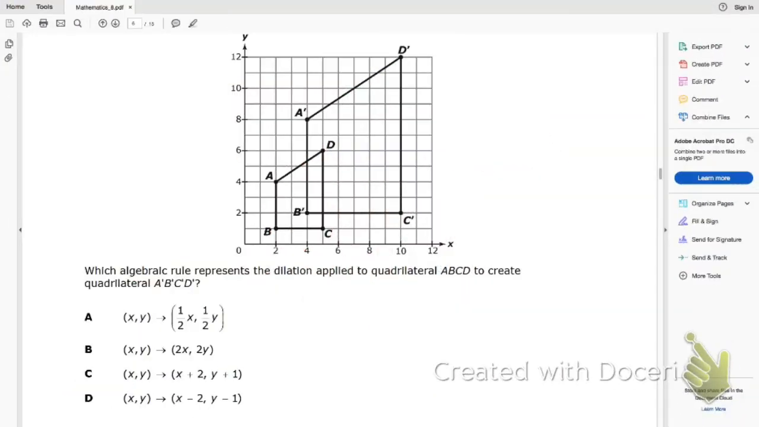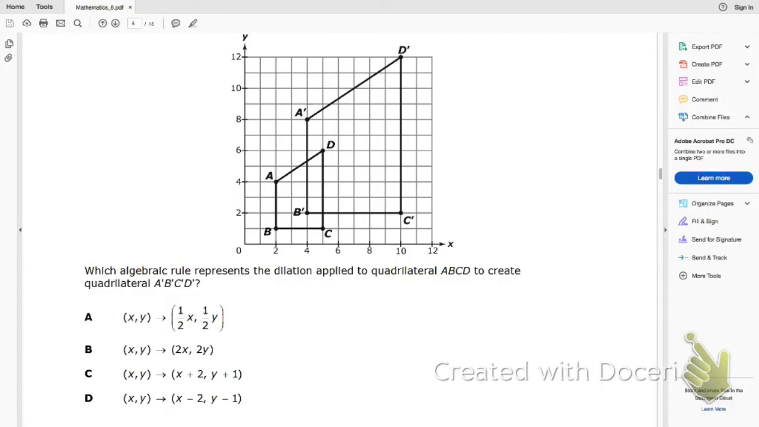Question 4 in the practice ACP. This one is an algebraic rule that represents the dilation applied to quadrilateral ABCD to create quadrilateral A prime, B prime, C prime, D prime. We all know that the prime is a representation of the result, what has happened to the actual shape. They use a quadrilateral, but the shape doesn't matter. We're just trying to tell what happened to it.